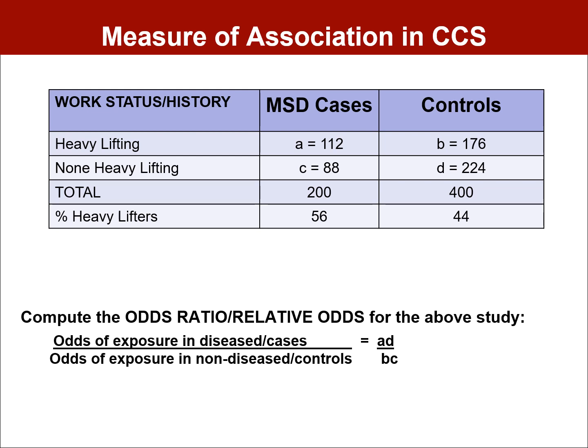For us to compute the odds ratio here, remember the formula for the odds ratio is the odds of exposure in the disease or cases divided by the odds of exposure in the non-disease or the controls. So once you compute that, that should help you get your odds ratio, and you should be able to interpret that.